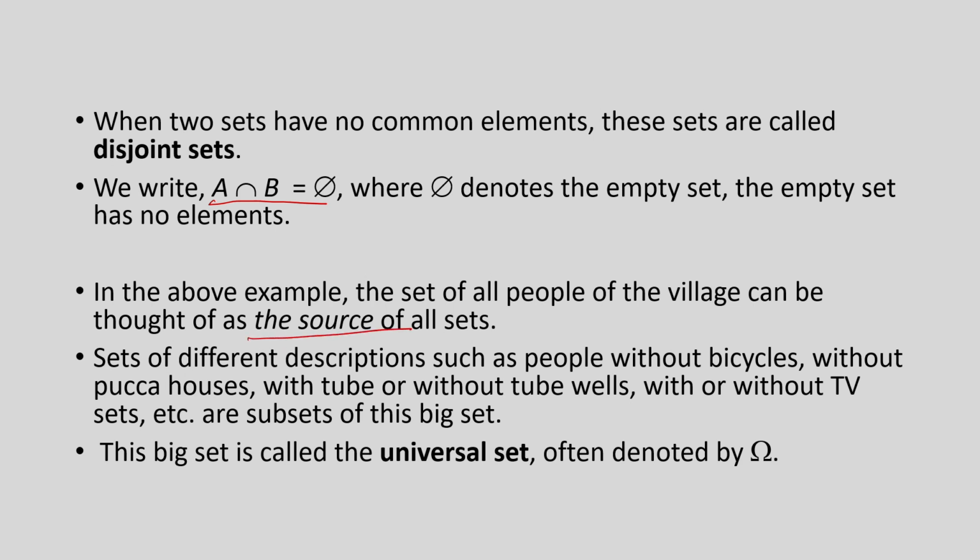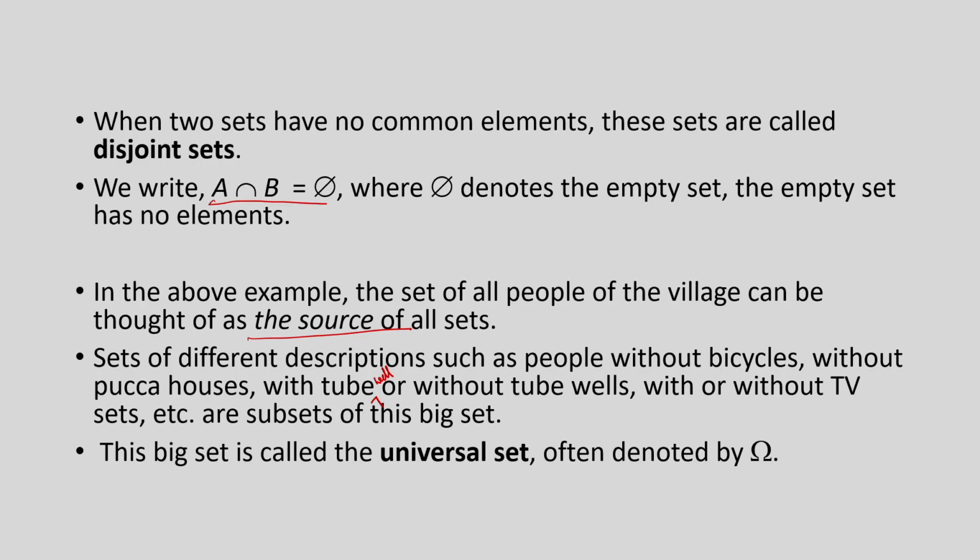Sets of different descriptions, such as people without bicycles, without pakka houses, with tube oil or without tube oil, with or without TV sets, etc. So, these are the different descriptions of sets. These are subsets of this big set. Okay. So, for example, in this example, A and B are subsets of this big set of people of the village, and we can think about other kinds of sets also which can come from this big set.